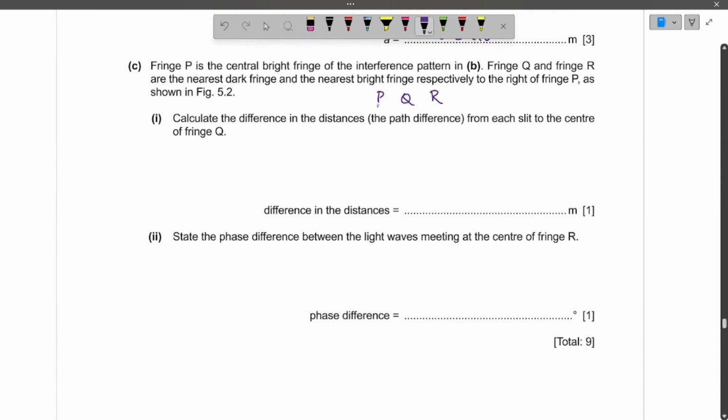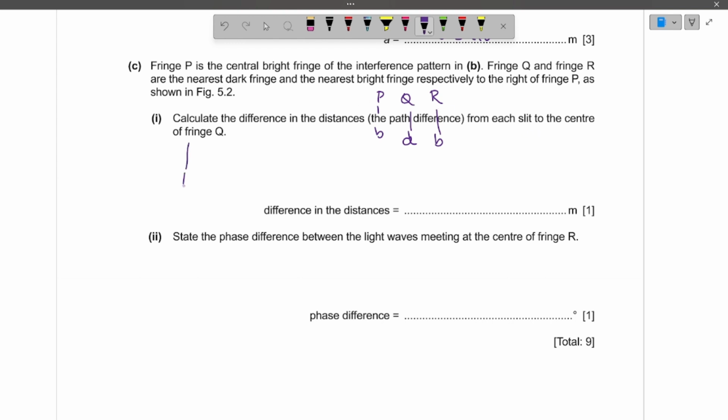PQR. So this is a bright fringe. This is the central one. Please note this is the bright fringe, this is the dark one, and this is the nearest bright fringe. So the first question is, calculate the difference in the distances, or the path difference, from each slit to the center of the fringe Q.